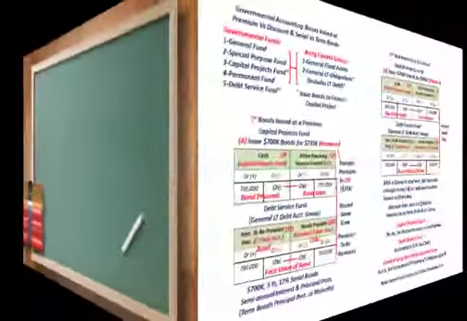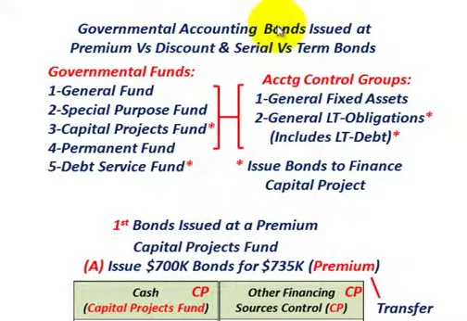What we're going to be going over here is governmental accounting for bond issues. We're going to be looking at bonds issued at a premium versus being issued at a discount. And we'll also look at serial versus term bonds for this bond issue. So this is what we're going to do here.